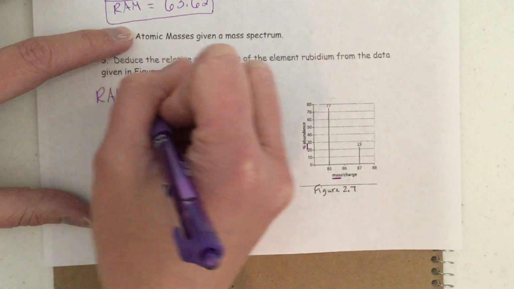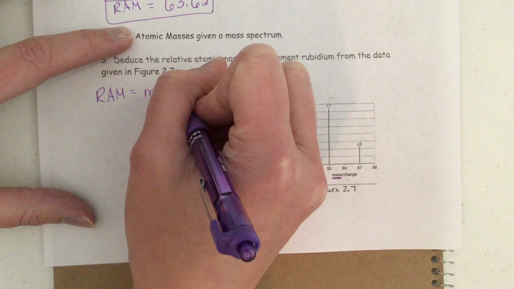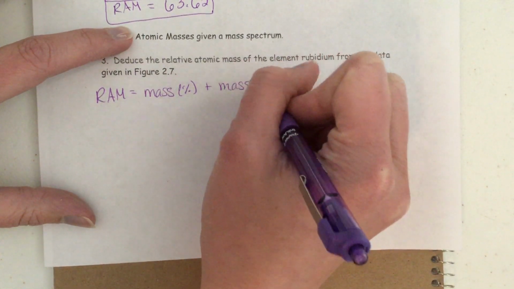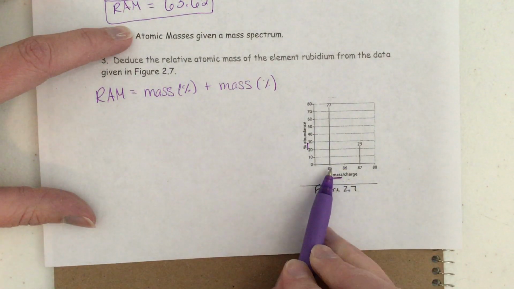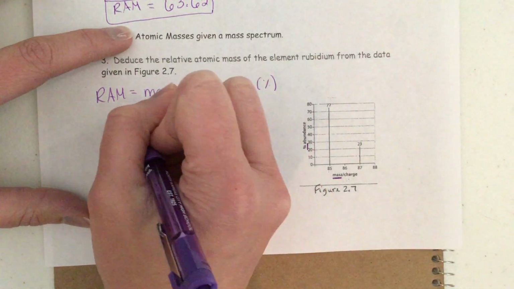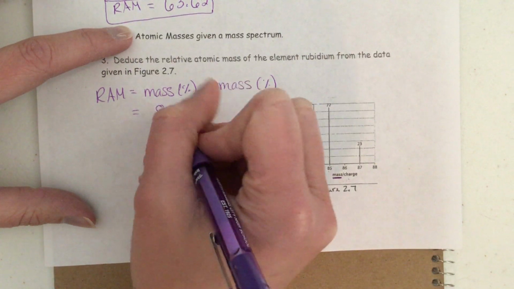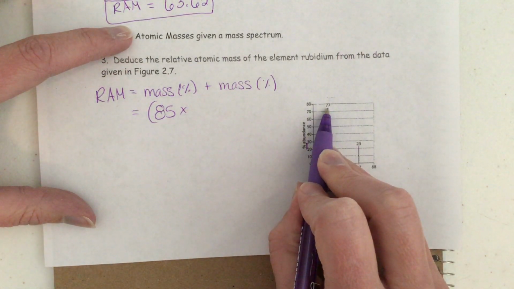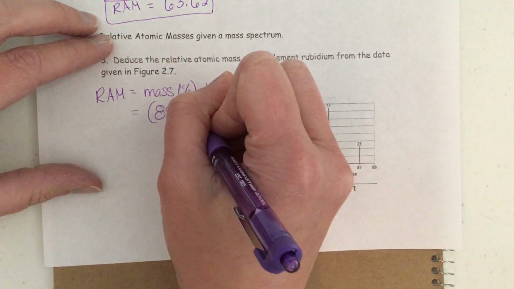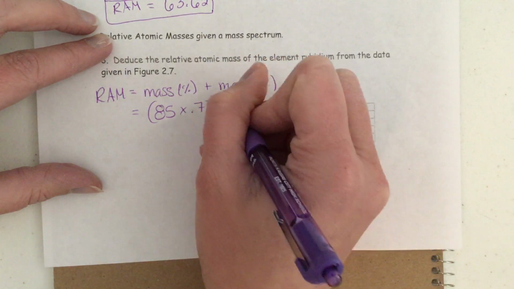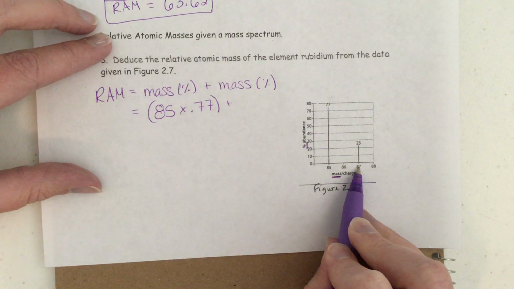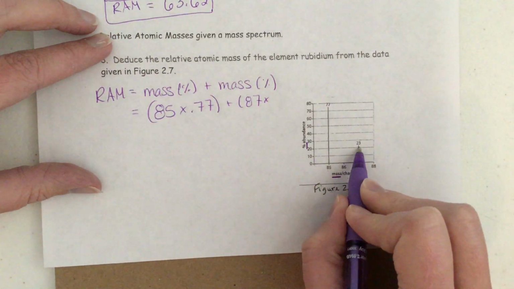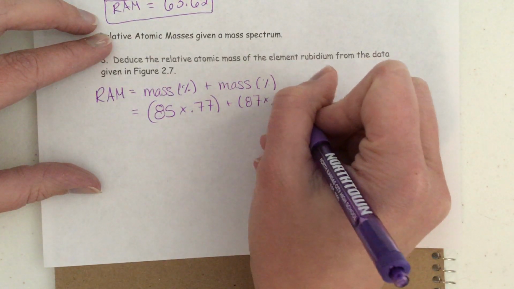Relative atomic mass is equal to mass times percent plus mass times percent. So the first mass is 85. And my first percent is 77, but I'm not going to put 77 in there. I'm going to put 0.77, so I divide by 100. The other mass I have is an 87, and its percent abundance is 23, so it's going to be 0.23.